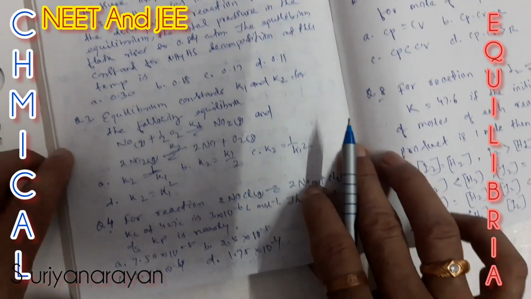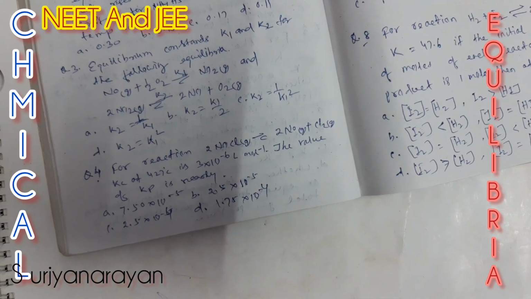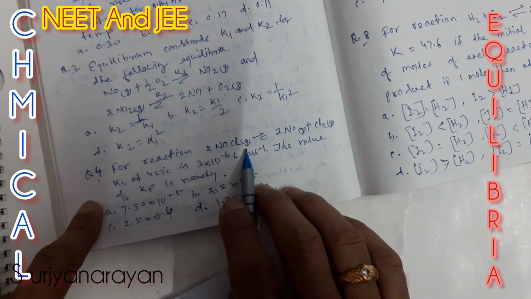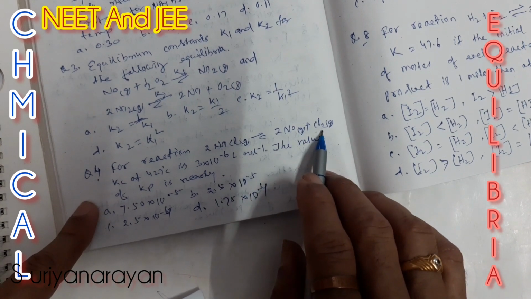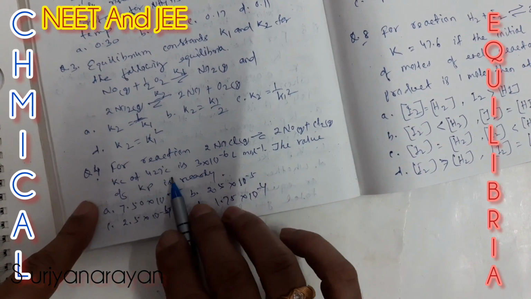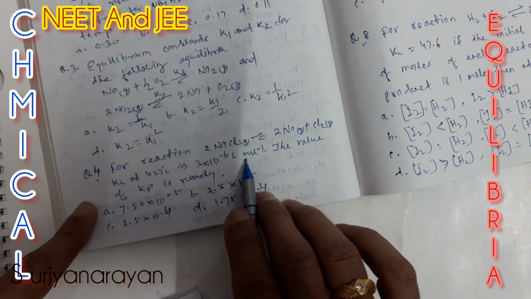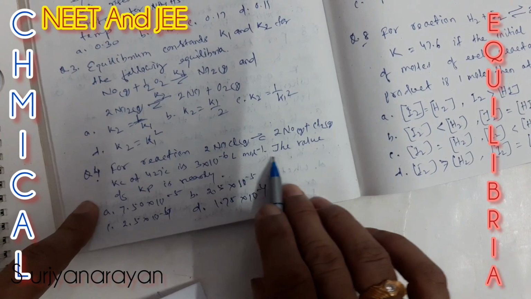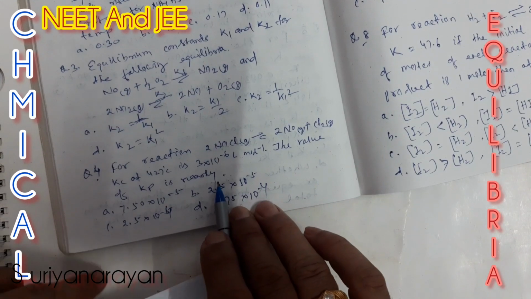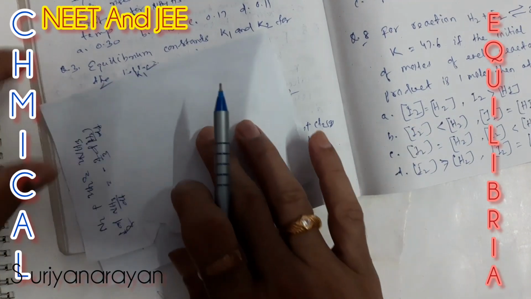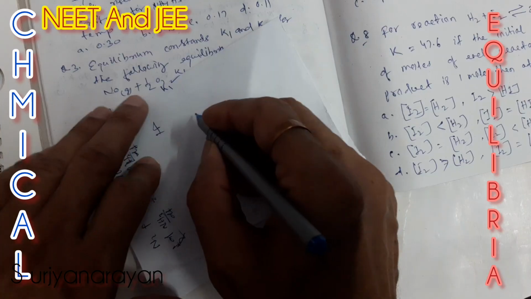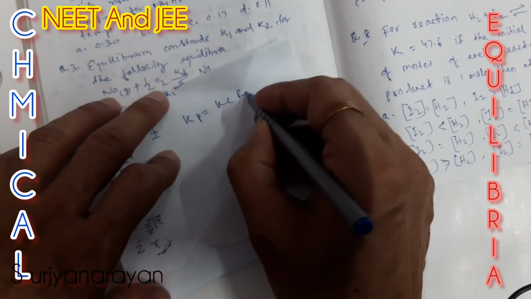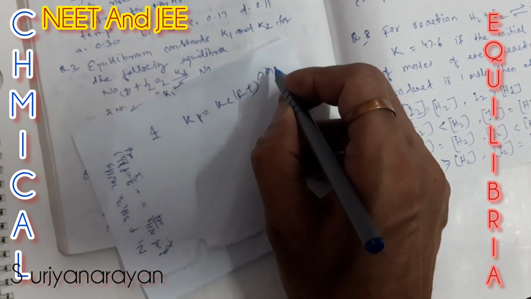Okay, next, question number 4. For the reaction 2NOCl giving 2NO plus chlorine, Kc is 3 multiplied by 10 to the minus 6 liter mole inverse. The value of Kp is really what? So this is the Kp Kc relation: Kp is equal to Kc RT to the power delta n.